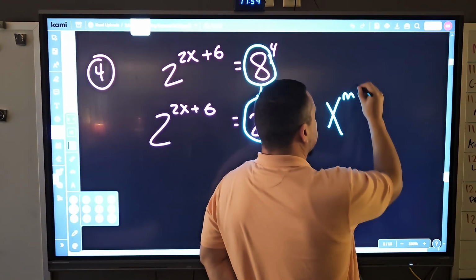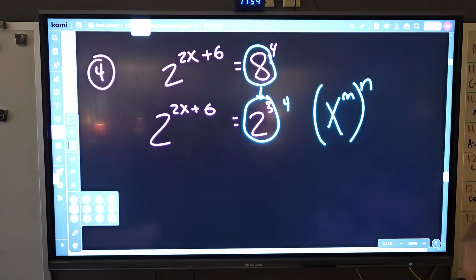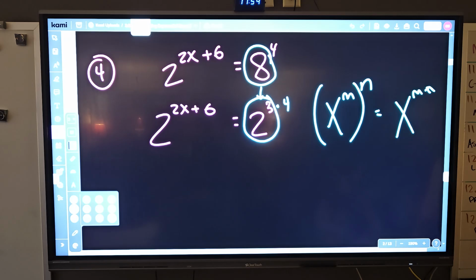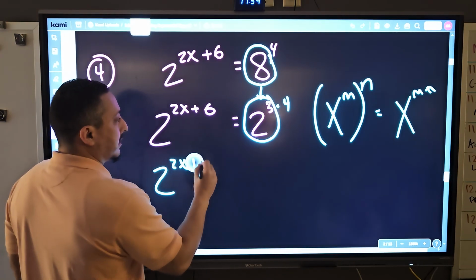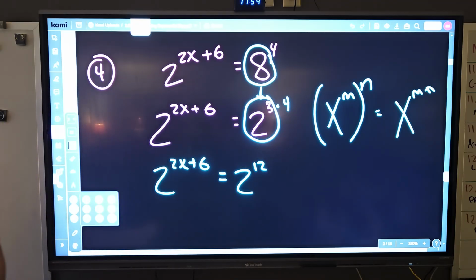What you're doing is this: you're really raising a power to a different power. And when you're doing that, you multiply the powers. So it's going to be 3 times 4. Does it make sense, guys? Does that follow? No? Okay. So it'd be 2 to the x plus 6, and 3 times 4 is 12, because it's a power to a power.